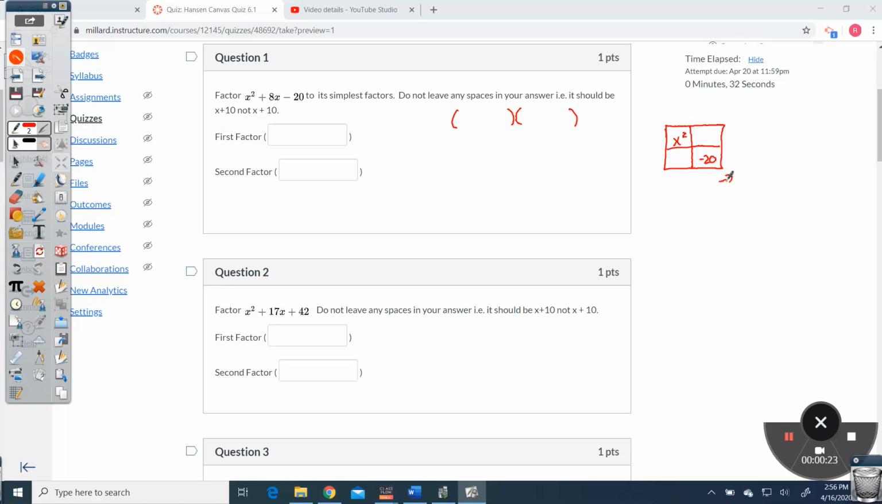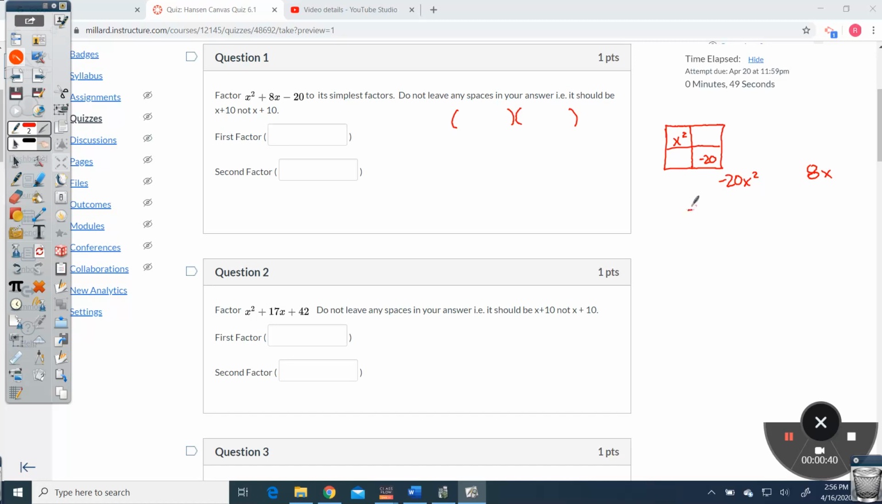multiply those together. That makes negative 20x squared. And I look at the middle number, which is 8. So I say, what multiplies to be negative 20 and combines to make a positive 8, which means my bigger number needs to be positive. Okay, so my bigger number needs to be positive.